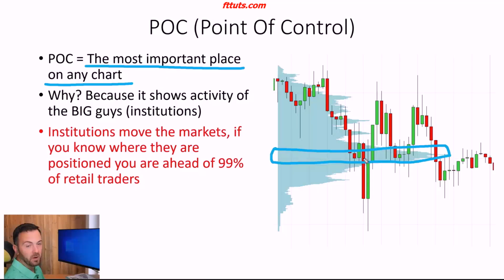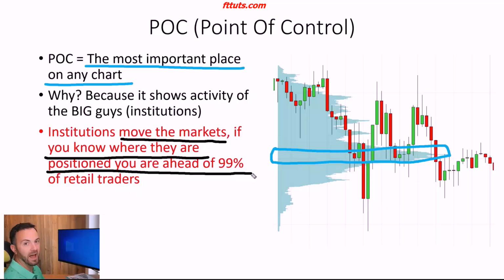And as you guys probably know, institutions move the market. And if you know where they are positioned, then I believe that you are ahead of 99% of retail traders. It's kind of interesting because professional traders, almost the majority of them, I would say, are using volume profile, at least as some addition to their trading strategy. Institutional traders also use volume profile. This is a standard tool of a professional trader. But if you look at retail traders, not so many of them actually use volume profile.